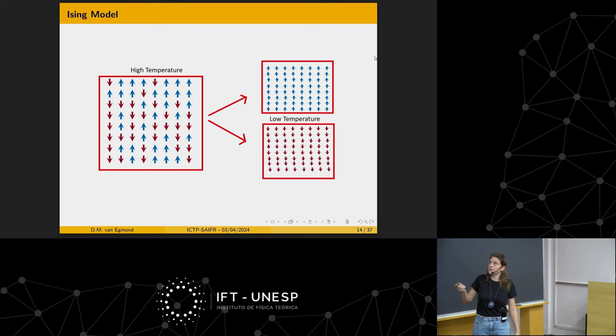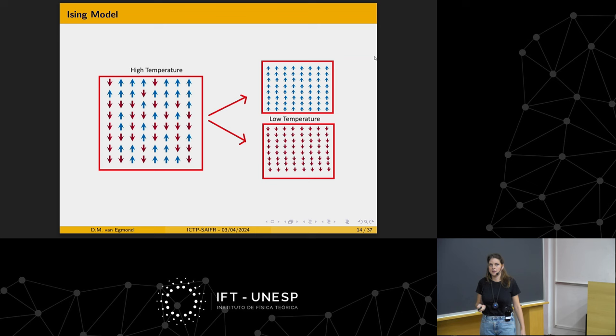But now if we lower the temperature and we go to low energy states, they will go into one of the ground states, which is one of the states which has the least energy. So either they're all up or they're all down. Now both of them have the same energy. So it doesn't matter for the system whether it goes all up or all down. But still, if we go to low temperatures, it will choose one of these configurations.